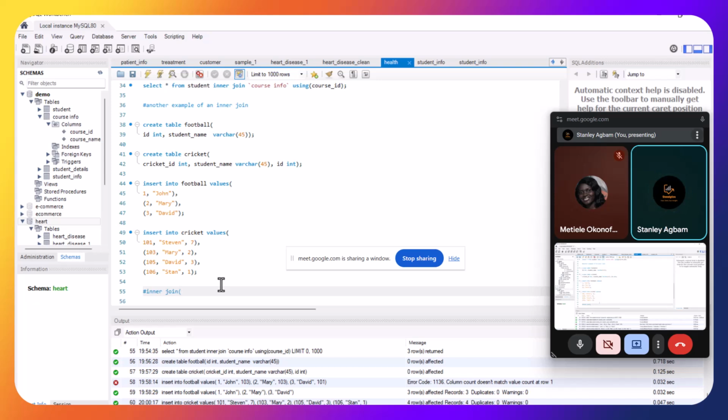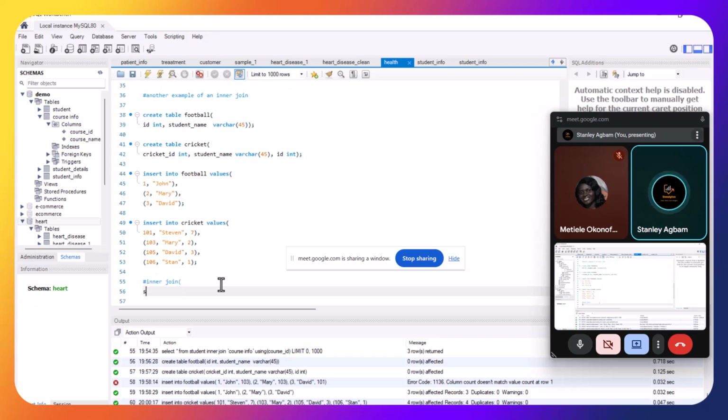So select star from football inner join cricket using ID.